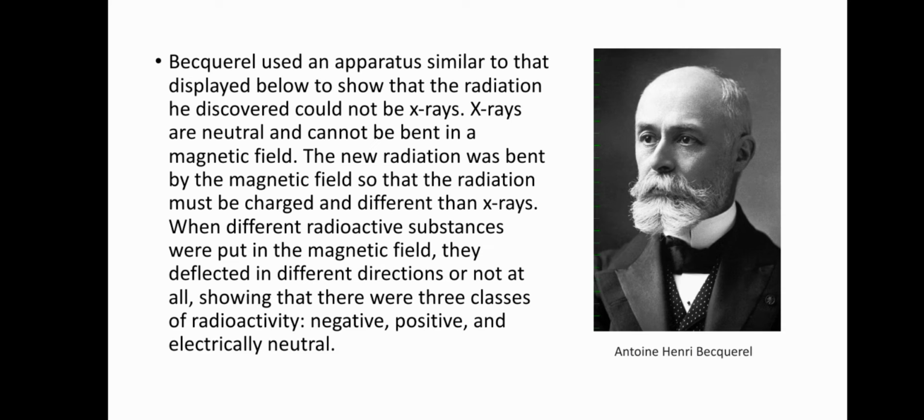Becquerel used an apparatus similar to that displayed below to show that the radiations he discovered could not be X-rays. X-rays are neutral and cannot be bent in a magnetic field. The new radiation was bent by the magnetic field, so the radiation must be charged and different from X-rays. When different radioactive substances were put in the magnetic field, they deflected in different directions or not at all, showing that there were three classes of radioactivity: negative, positive, and electrically neutral.